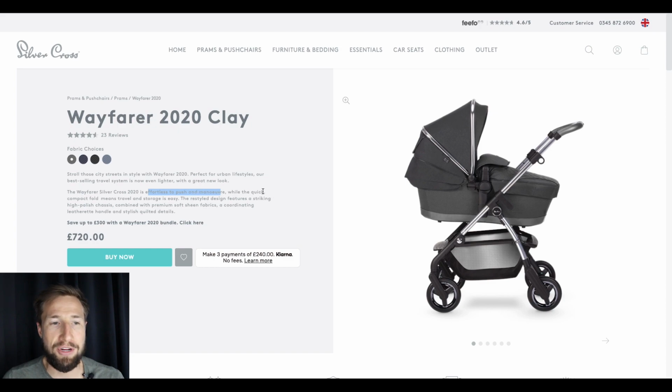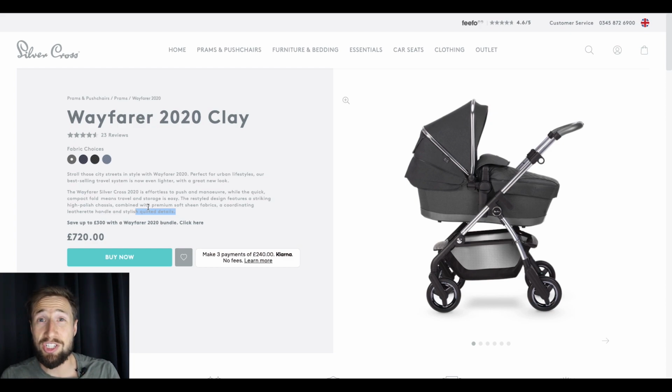The restyle design features a striking high polished chassis combined with premium soft sheen fabrics. You can see here it's all showing the benefits, but also doing it from the angle of knowing their customers and knowing what their customers want. Their customers want some sort of mechanism that folds really quickly, that's easy to store, easy to travel with, and looks really, really good basically. And that's what they've done in this product description here. They've not just told the features and benefits, but they've done so in a way that matters to their customers.